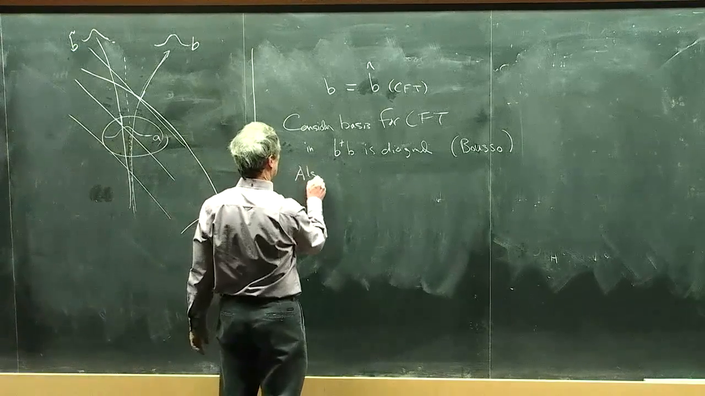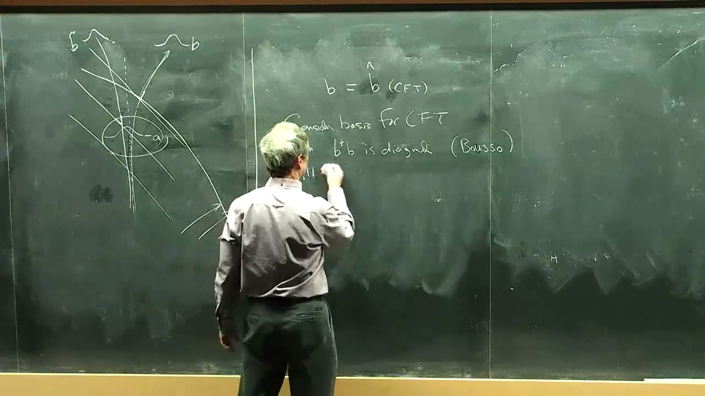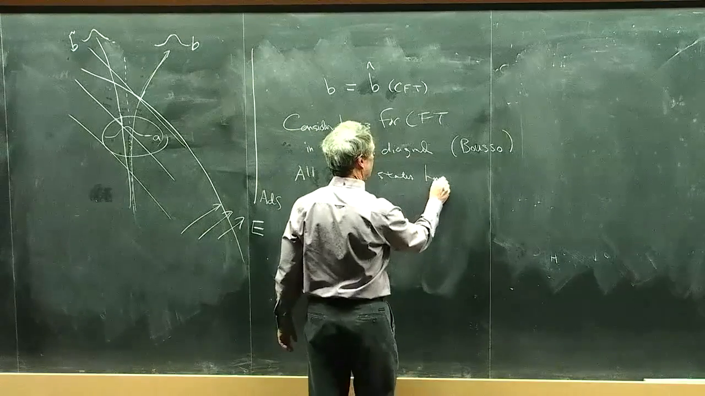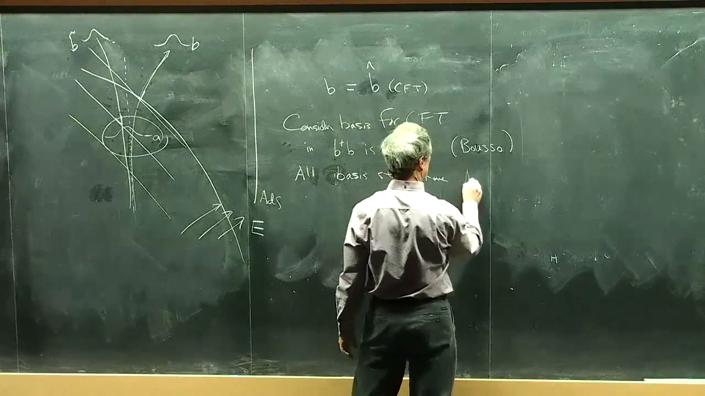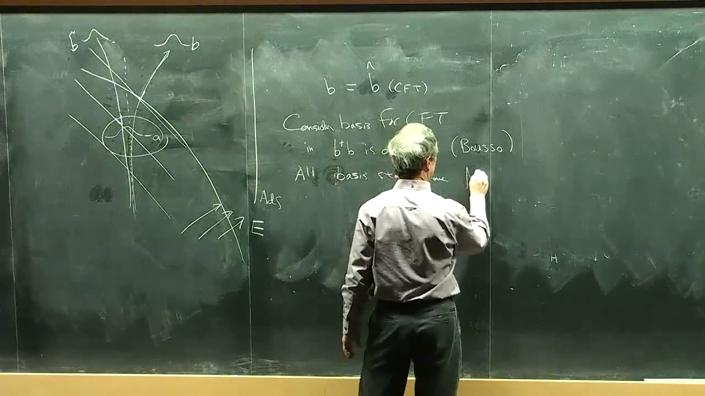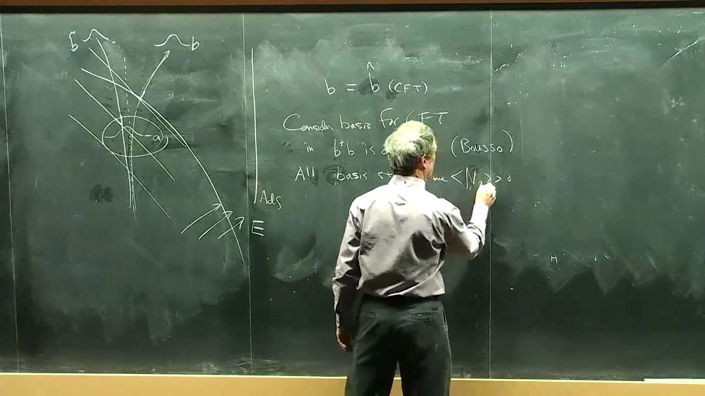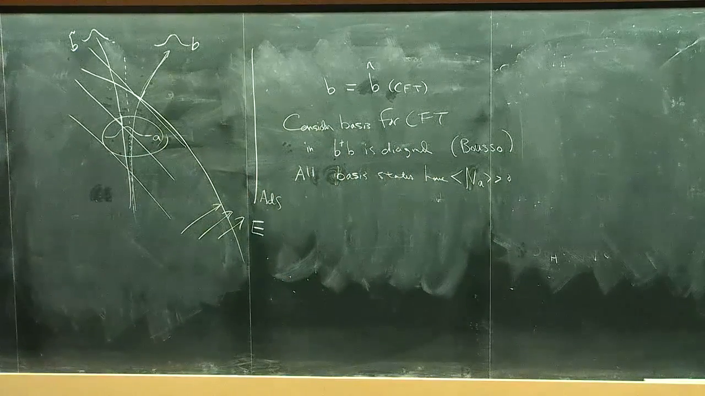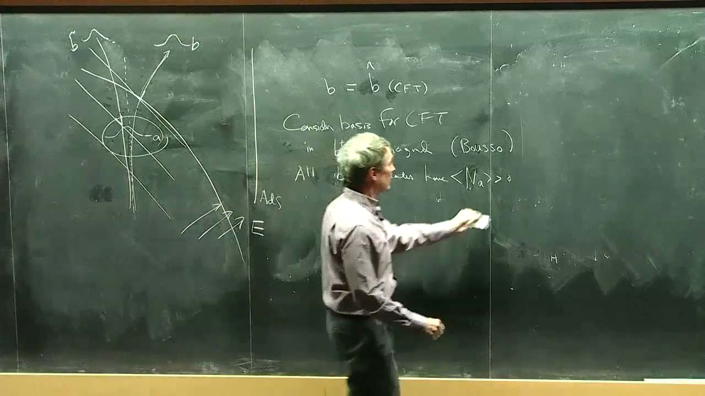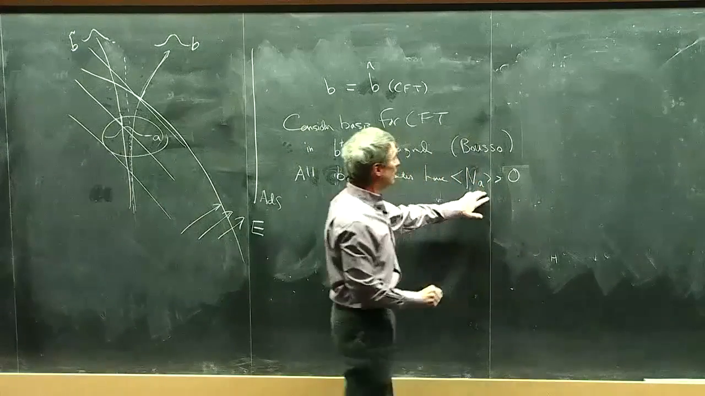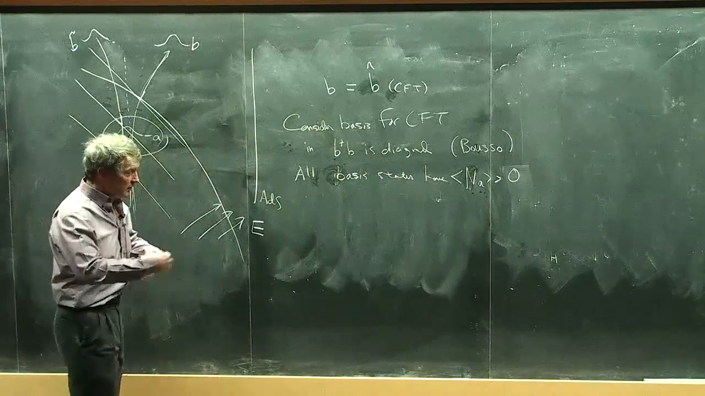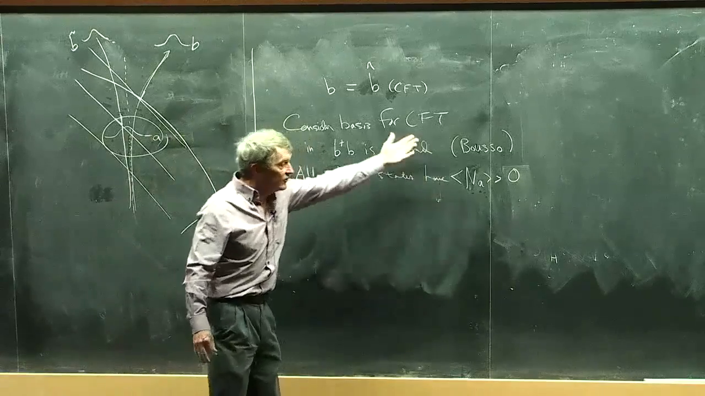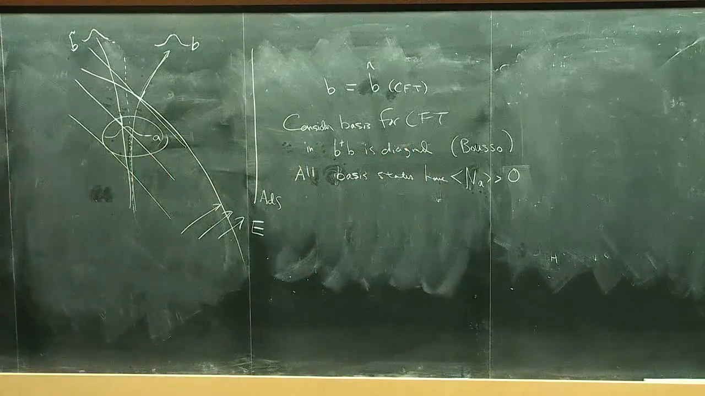So all such states have a positive number operator for the infaller's mode. So the infaller receives positive. The argument again is, if this were zero, then the B state would be this thermal state, and this would not be diagonal. So if this is diagonal, this is not zero, and it's a number operator, so it's positive.